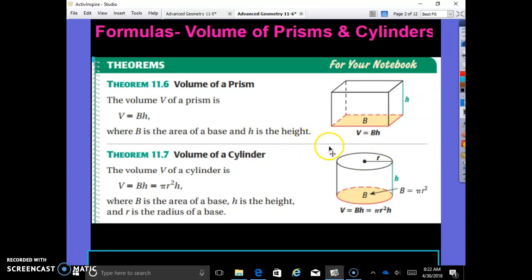Okay, so with a cylinder, your base is a circle, so it's pi r squared. The area of a circle is pi r squared times your height. So pi r squared h is the volume of a cylinder. If your prism is a rectangular prism, it's going to be length times width times height. If it's a hexagonal prism, it'll be the area of the hexagon times the height, or the area of the triangle, 1/2 base times the height. So whatever the shape is of the base, it's that area times the height.